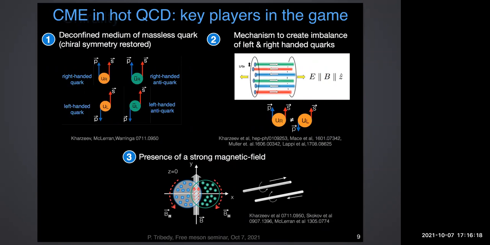So the first one is a deconfined medium of massless quarks, which means the chiral symmetry is restored. So you have 4 such objects. You have right-handed quarks, where momentum and spin are aligned. You have the same for the anti-quark, and then you have the left-handed quark, where momentum and spin are anti-parallel, misaligned. And then you have the same for the anti-quark. Now note that the yellow and green represent quark and anti-quark.